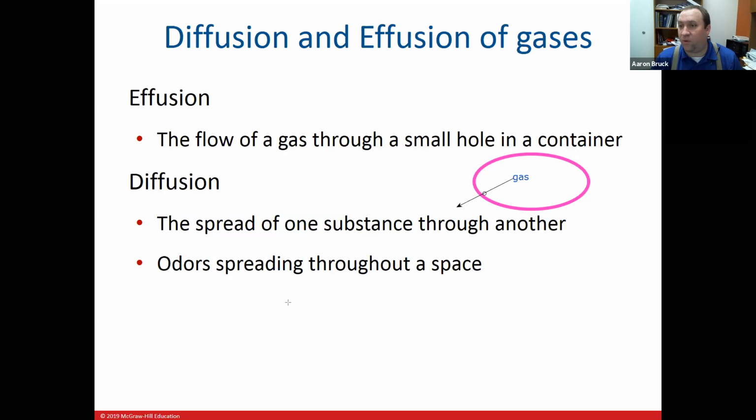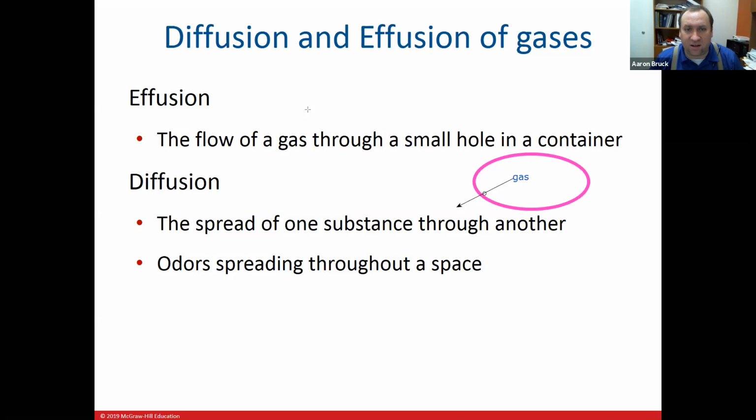Now that's different from diffusion. You've probably heard of diffusion, especially if you've taken any kind of a biology class. Diffusion is used for describing the movement of particles from an area of high concentration to low concentration in biology and other kinds of applications. What we're talking about here specifically with gases is the spread of a gas from an area of high concentration where it's released to all parts of the room that it exists in.